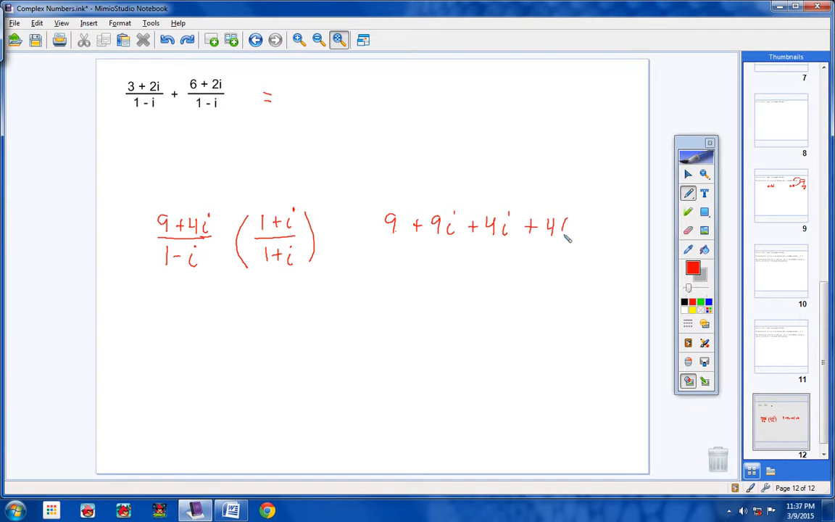Is this a negative 1? And 4 times a negative 1 would be a negative 4. So we're going to make that a negative 4.